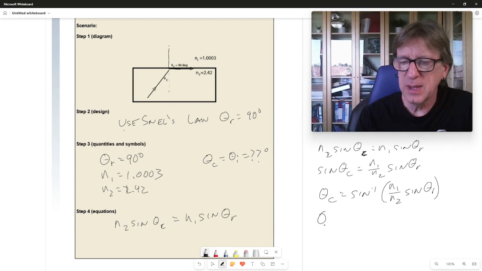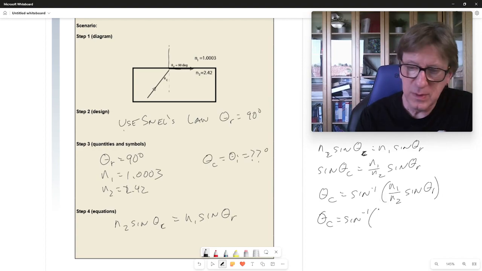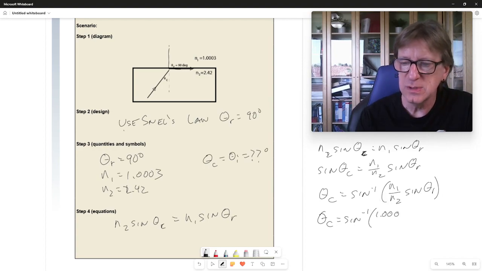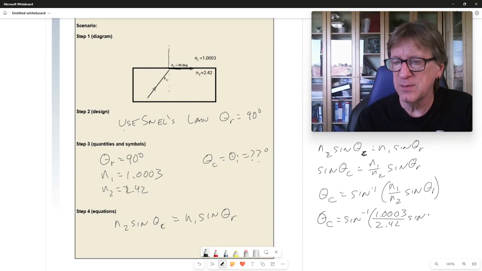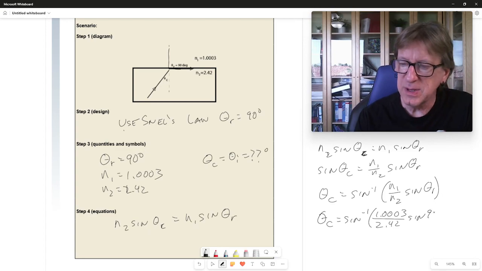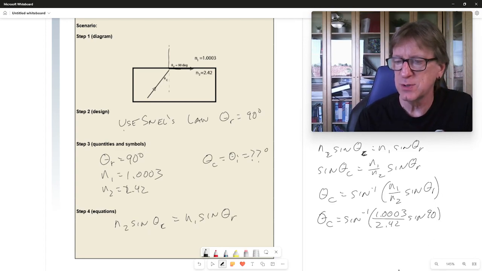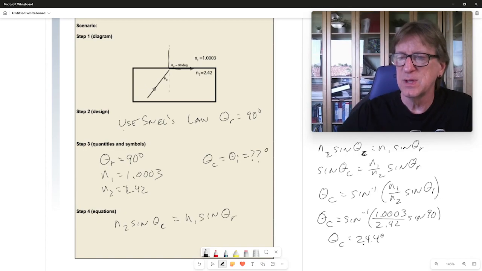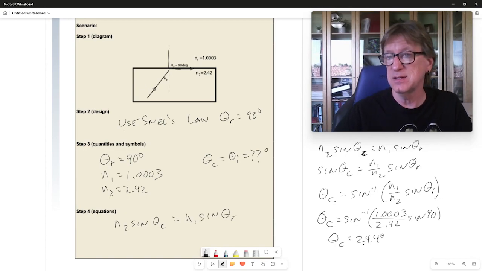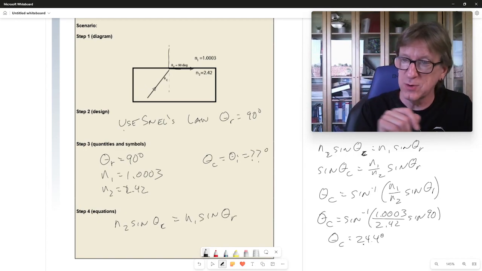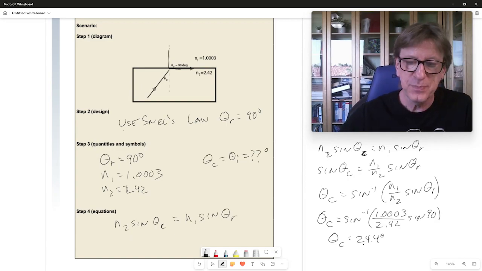So plugging in numbers here, it's going to be the inverse sine of N1, which we decided was 1.0003, over N2, which was 2.42, times the sine of my angle, which is going to be 90 degrees. That's my condition for total internal reflection. If you punch that into your calculator, you're going to get 24.4 degrees. So that's the angle you need to cut your facets in order to make sure that you have total internal reflection all the way around.